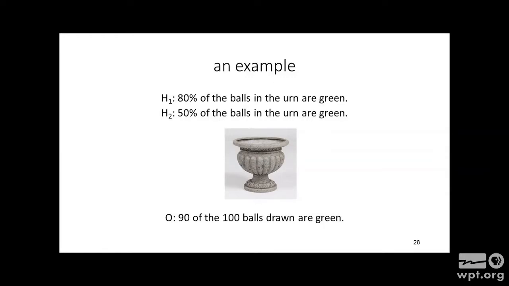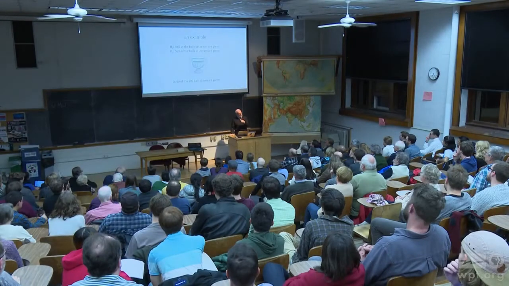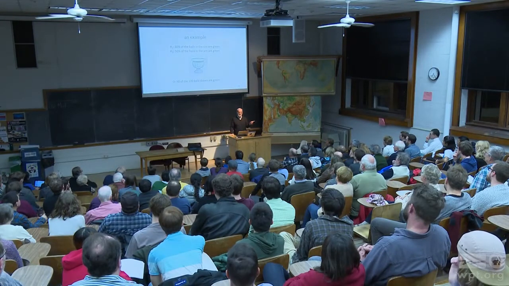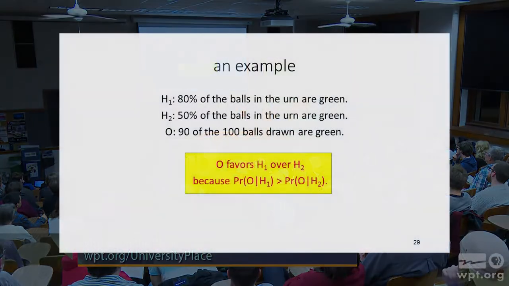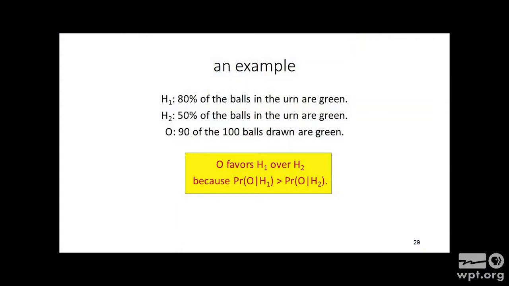And suppose it turns out that 90 of the balls drawn are green. Now, that doesn't prove that one of those hypotheses has got to be true and the other has to be false. But I hope you'll agree with me that the observation is pointing in the direction of one of those and away from the other, that the observation favors one over the other. And I hope you'll furthermore agree that the observation favors H1 over H2. If H1 were true, it's not that surprising that you would get these observations. If H2 were true, it's rather more surprising, much less probable that you get those observations.